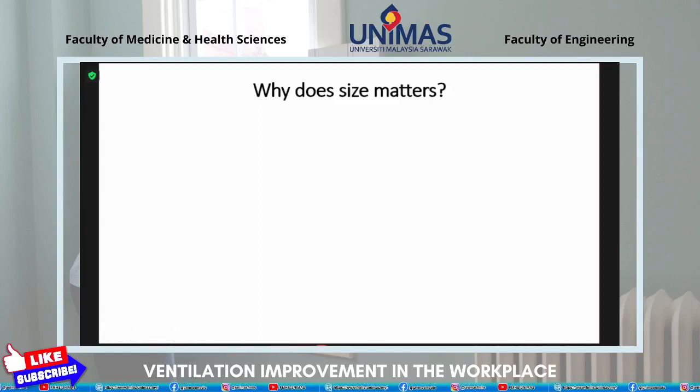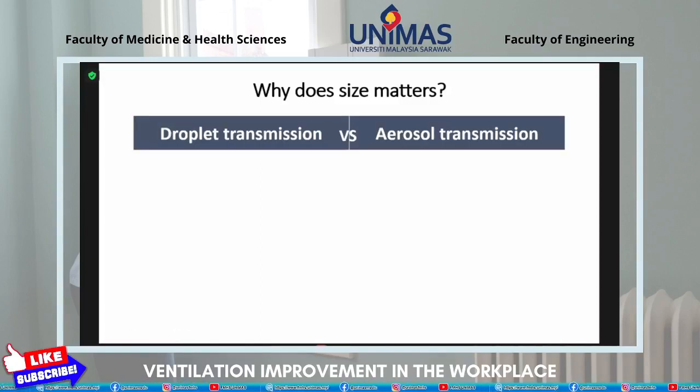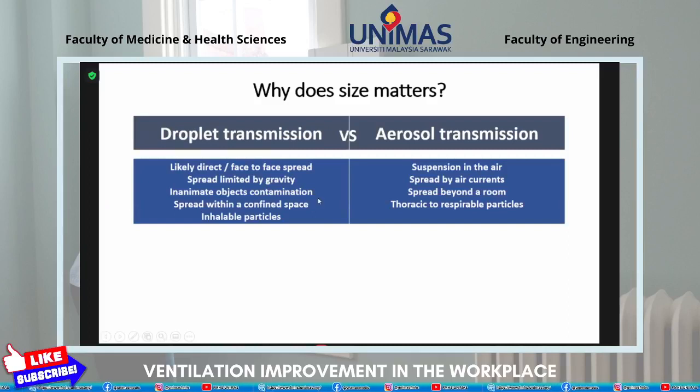So why does the size matter? Because as I mentioned, we need to differentiate between droplet transmission and aerosol transmission. Why do we need to differentiate? It is mainly because of the characteristics. Droplet transmission is likely to spread face to face, and the spread is usually limited by gravity, and it can cause object or surface contamination. Usually the spread is confined within a space, and the droplets are usually trapped at the upper respiratory tract. We call it an inhalable particle.